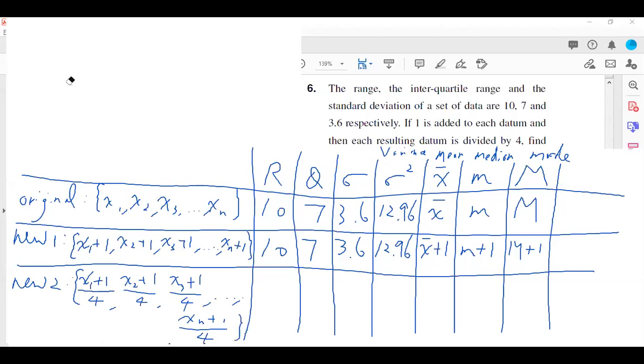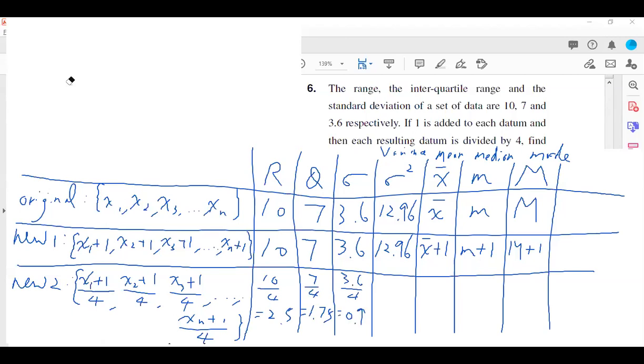OK，好啦，除4嘅話咧，就每樣嘢都有改變嘅咯噃，得唔得？So the new range will be 10 divided by 4. So that should be 2.5. Okay? And then the new interquartile range will be 7 divided by 4. So that should be 1.75. And then this is 3.6 divided by 4.